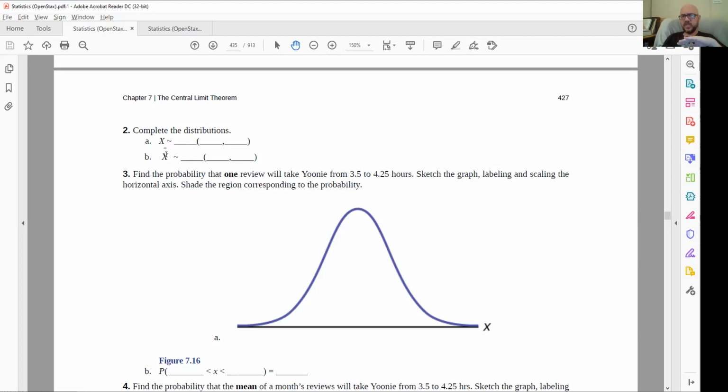So don't think of these as the same. I know everything looks very similar, but the meaning here is quite different. So be really careful of that. That's the hard part about the central limit theorem. Okay.